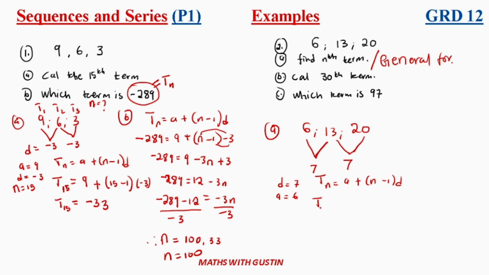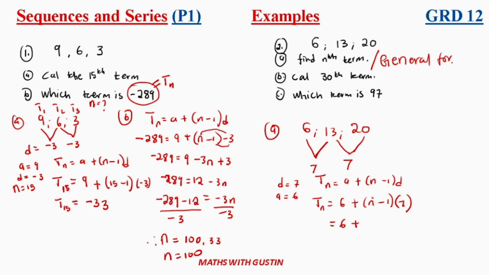So they want us to find the nth term. Our first term is 6 plus (n minus 1). Because we're looking for the nth term, there's no need for us to substitute any values for n because we don't know what it is yet. Then we put 7 there as our common difference, and then you remove the bracket.